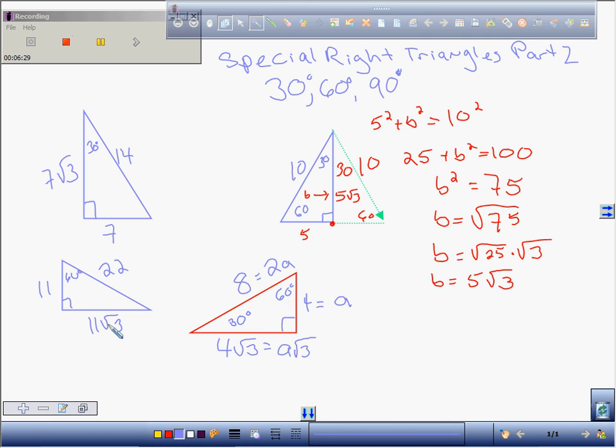So if this is the side opposite, you go opposite the 60. That's times root of 3. That's 11, and you double that to get that.